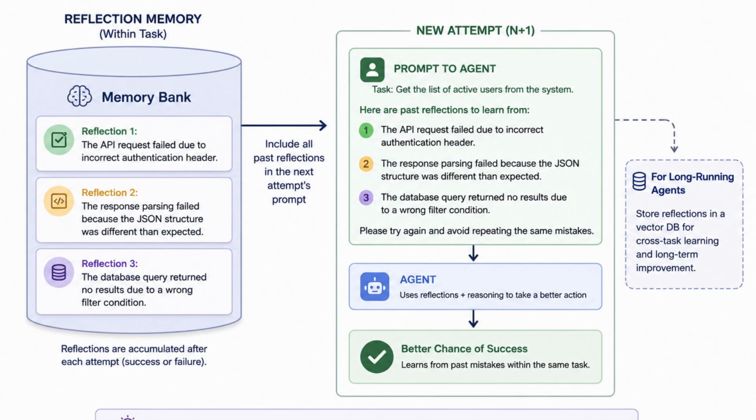Reflections accumulate. The agent should maintain a reflection memory. For example, a list of strings. Each new attempt includes past reflections. This allows the agent to learn from previous mistakes within the same task. For long-running agents, reflections can be stored in a vector DB for cross-task learning.